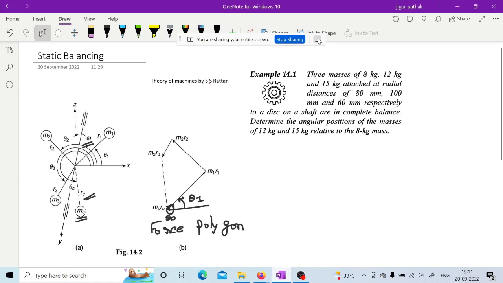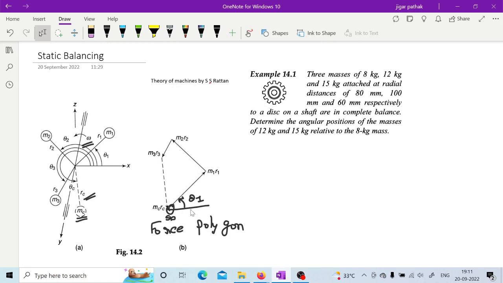We were discussing this force polygon. As I have told you, this is a graphical method to solve for the balancing mass and radius. First you have to draw m1 r1. Actually, this force will be m1 r1 omega square. This force will be m2 r2 omega square, here it will be m3 r3 omega square, and this will also be mc rc omega square.